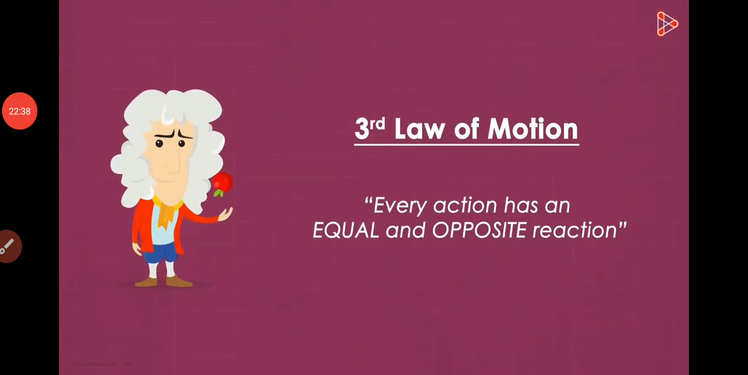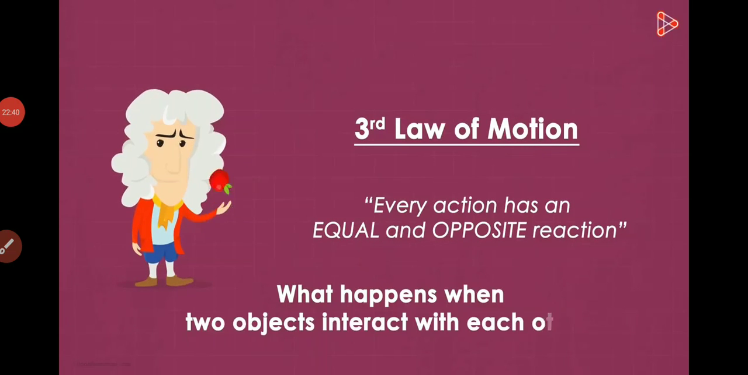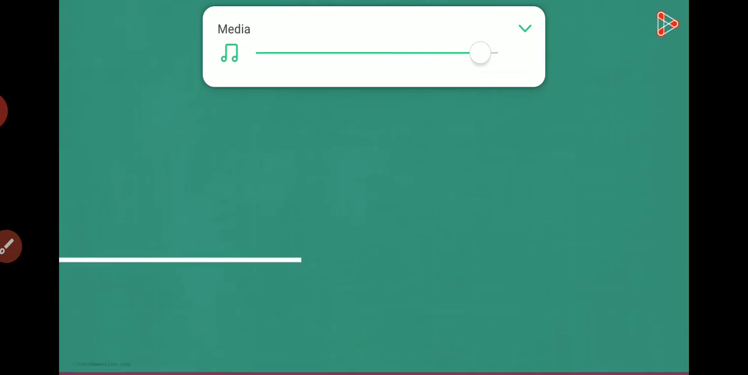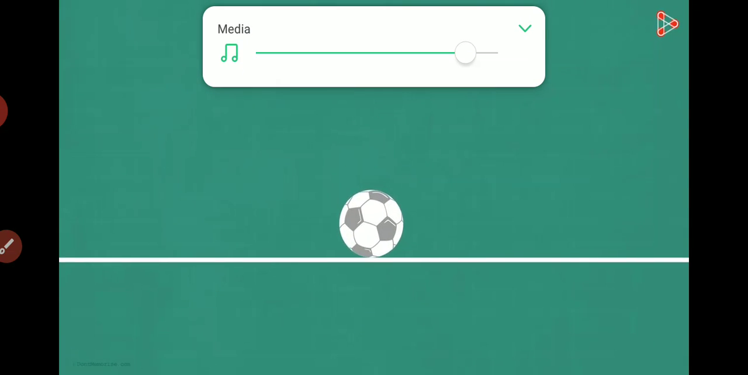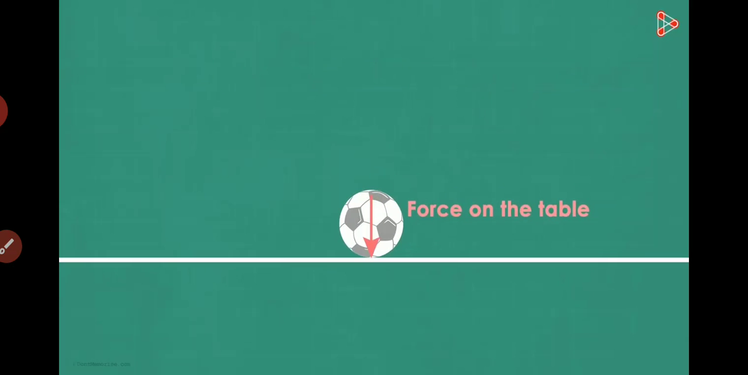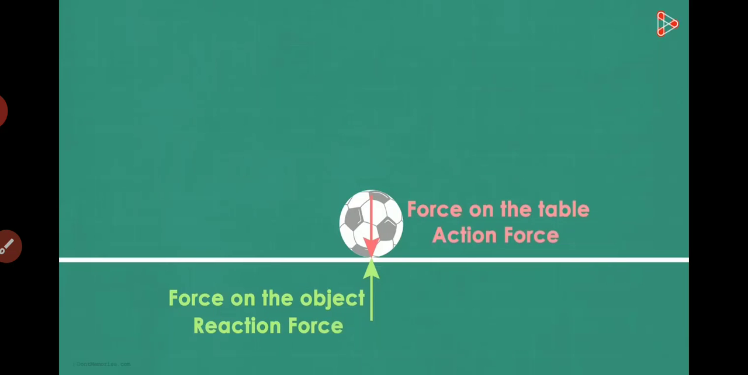While studying the third law, what happens when two objects interact with each other? What happens when you place an object on the table? The object exerts a force on the table and the table exerts an upward force on the object. There are two forces that result from this interaction: a force on the table and a force on the object. The magnitudes of the two forces are the same, but the directions are opposite. These forces are called action and reaction forces. The force exerted by the object on the table is the action force, and the force exerted by the table on the object is the reaction force.